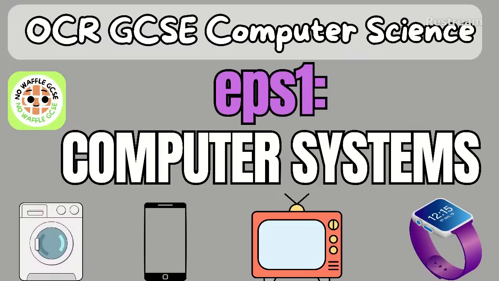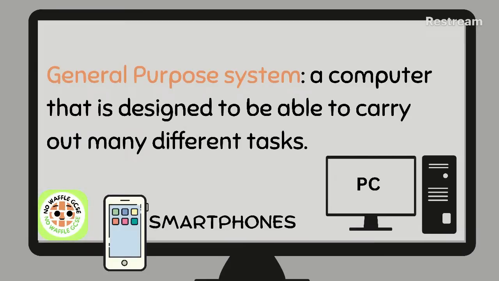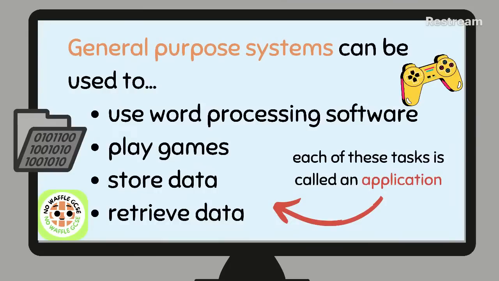Computer systems. So, what is a general purpose system? A general purpose system is a computer that is designed to carry out many different tasks. For example, smartphones or a PC or anything like that.